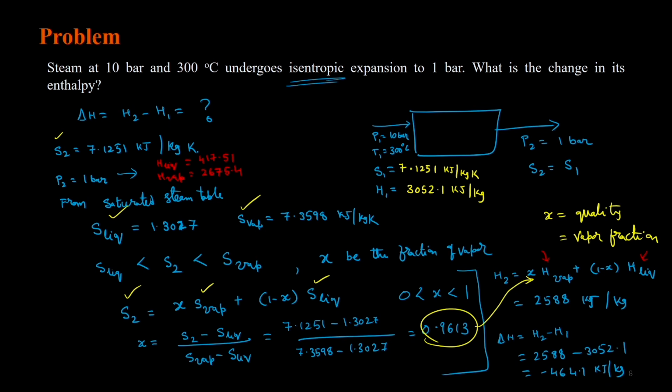So to solve this problem, all we have done is simply use the steam table and the condition that the entropy change for the process is 0. It's an isentropic process.